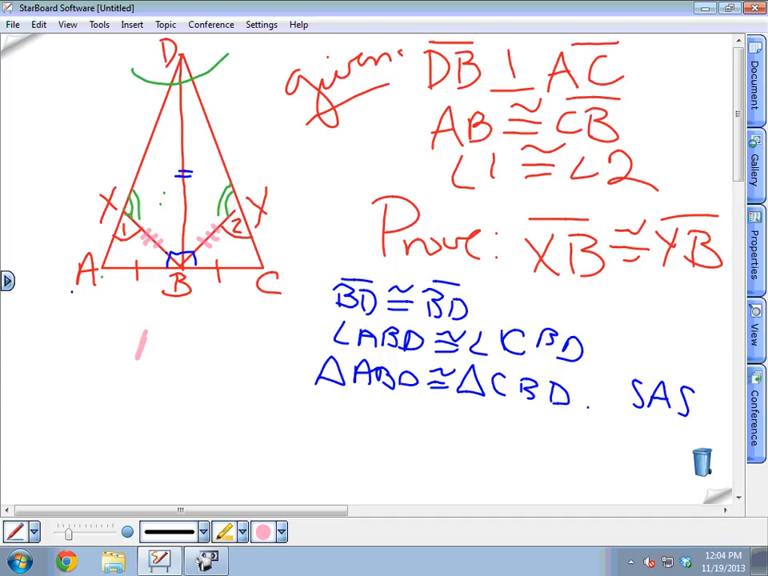It's through AAS. So angle, side, so it's going to be one of these angles. And now angle A is congruent to angle C. Oh, we had these big triangles congruent, so that means the corresponding parts, those are congruent. Oh, wow. There you go. That was fun.